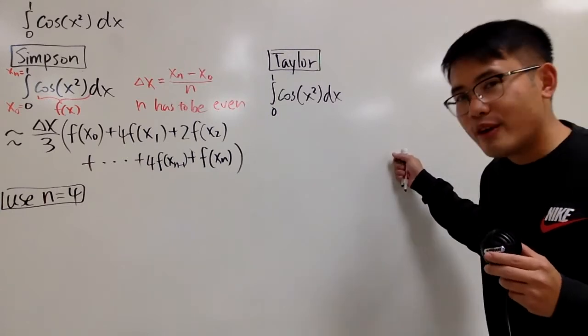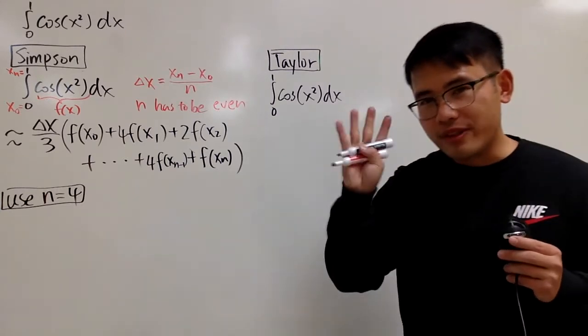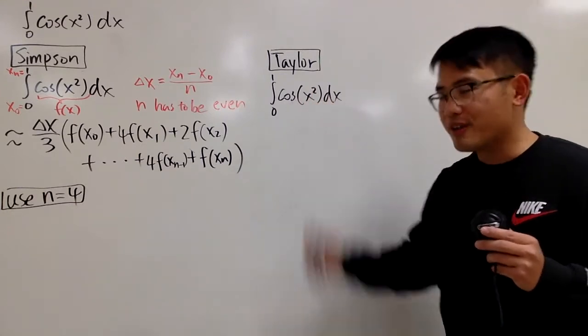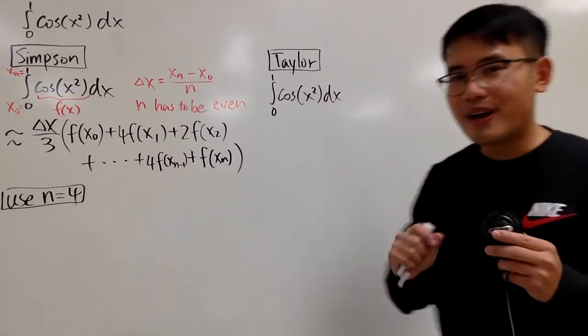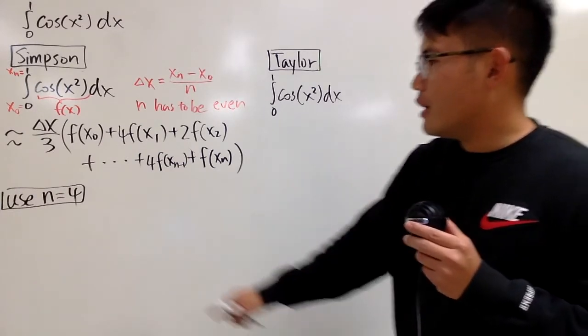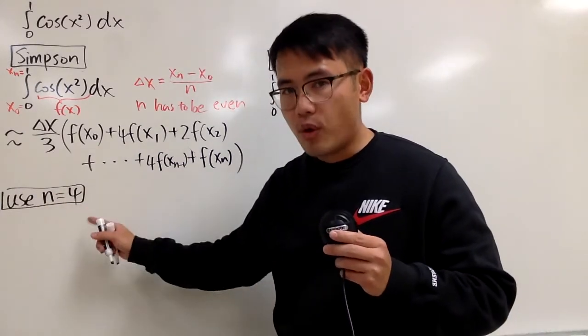And then right here, I'll also be using the first 4 non-zero terms for the Taylor series expansion for this right here. So 4 and 4, right? This is how it can be even. Okay, so here we go. We are going to let n be 4.